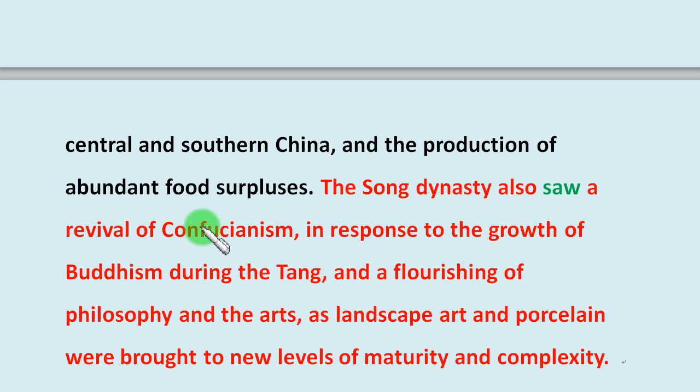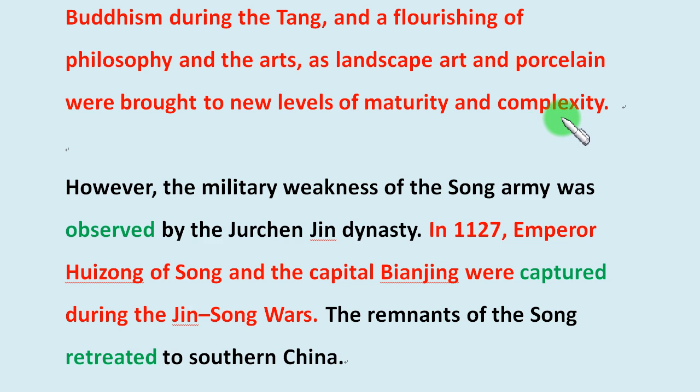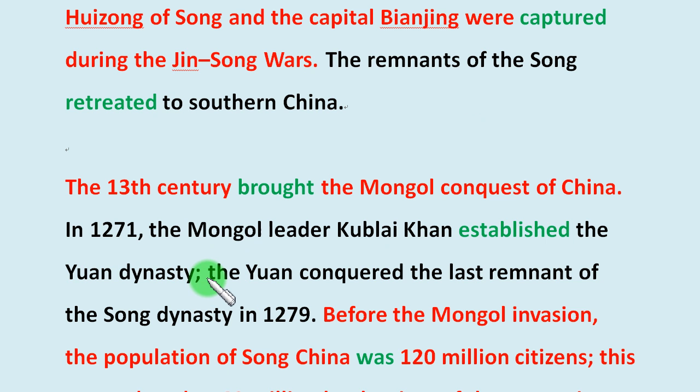The Song dynasty also saw the revival of Confucianism in response to the growth of Buddhism during their time, and the flourishing of philosophy and arts as landscape art and porcelain were brought to new levels of maturity and complexity. However, the military weakness of the Song army was observed by the Jin dynasty. In 1127, Emperor Huizong of Song and the capital Bianliang were captured during the Jin-Song Wars. The remnants of the Song retreated to southern China.